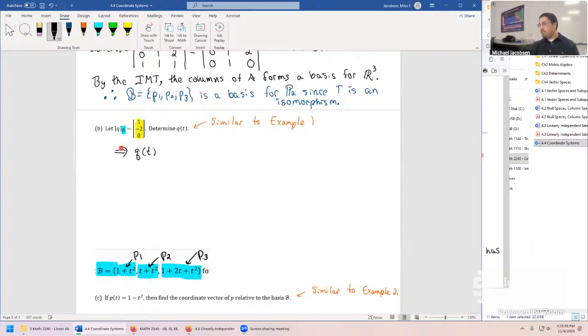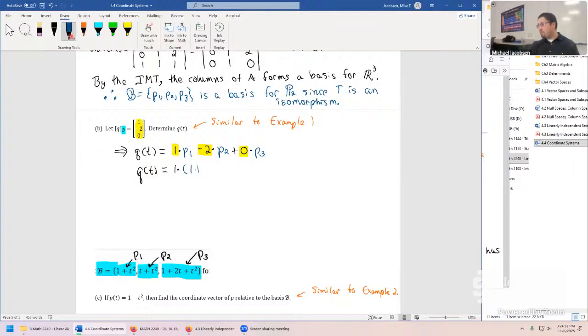that the polynomial Q of T is defined to be 1 times P1 minus 2 times P2 plus 0 times P3. And that's the whole entire story on this one. They gave us the coordinates. Here's P1, P2, P3. We know those are the right polynomials because it said which basis we're getting coordinates relative to.